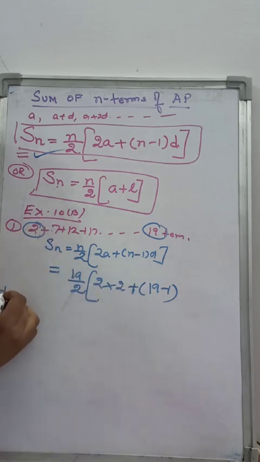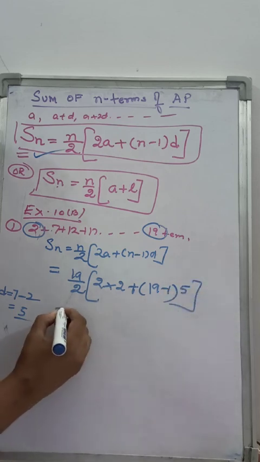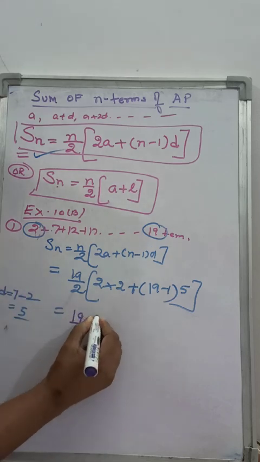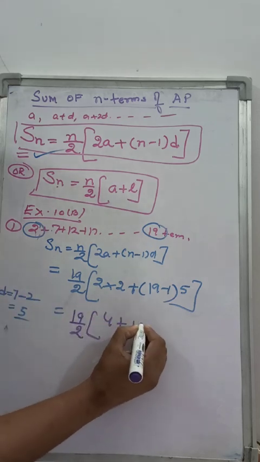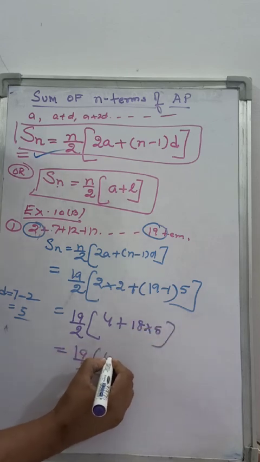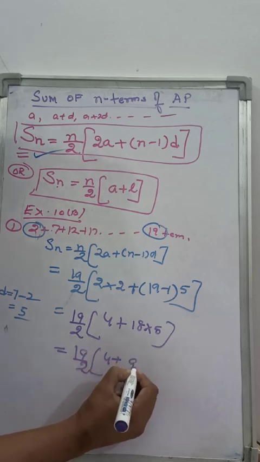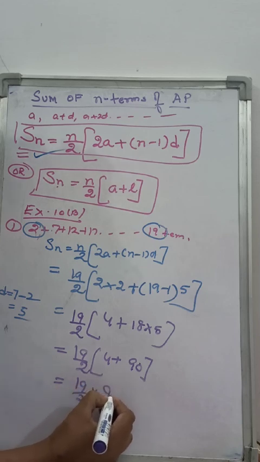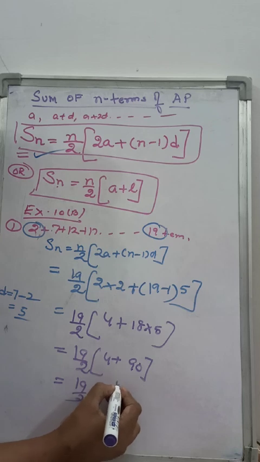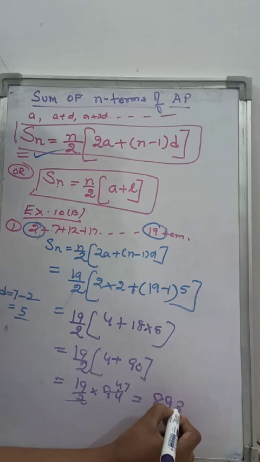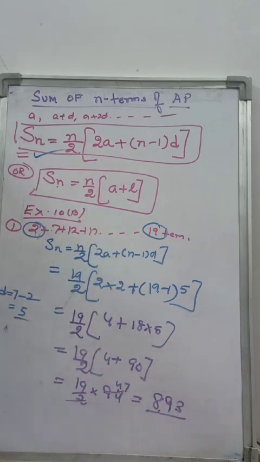What is the common difference? Common difference is second term minus first term. So common difference is 5. Now what will you do? You will solve it. So it will be 19 by 2, 4 plus 18 into 5. Then you will solve it: 19 by 2, 4 plus 90. So this will be 19 by 2 multiplied by 94. So you cancel it, this will be 47. And when you multiply it, it will be 893. So this way you will try the questions of exercise 10 B.